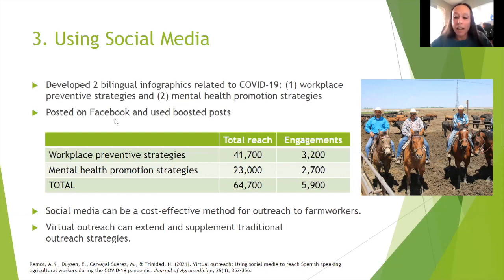And it was a little bit of a wake-up call for our Agricultural Health and Safety Center that we should post more Spanish language content on our social media platforms and really build up that follower base to make sure that we're reaching farm workers not just when we want them, but continuously, with lots of different health and safety information that our center is producing. And so we feel that virtual outreach is a way that we can not only change things in a pandemic, but it's a way to extend and supplement our traditional outreach strategies.